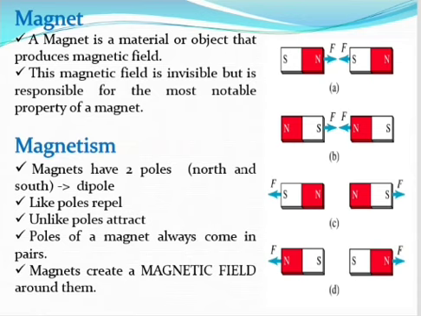This magnetic field is invisible but is responsible for the most notable property of a magnet. Every magnet has two poles, north pole and south pole, and is therefore called a dipole. Like poles repel each other, unlike poles attract each other. The poles of a magnet always come in pairs. Magnets create a magnetic field around them.